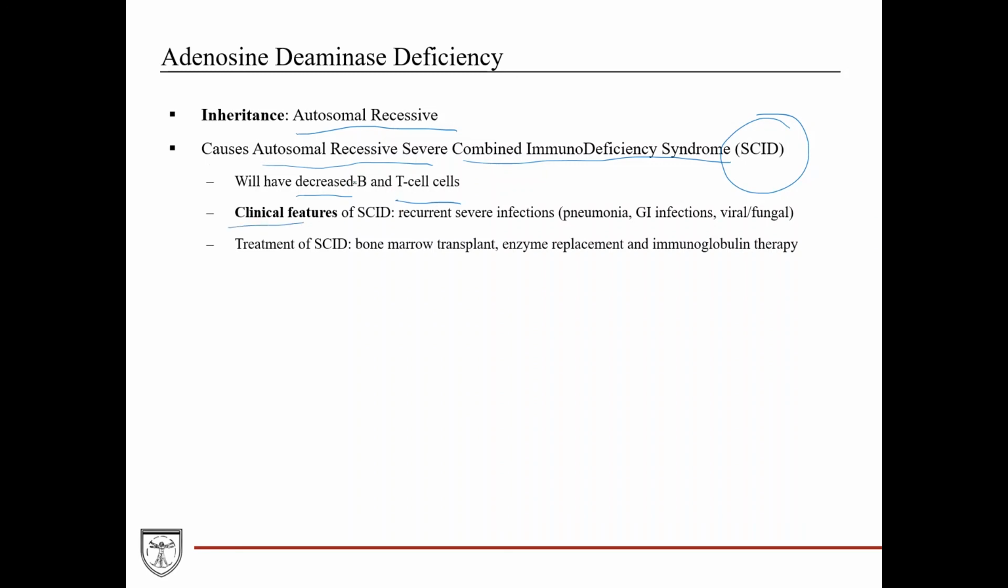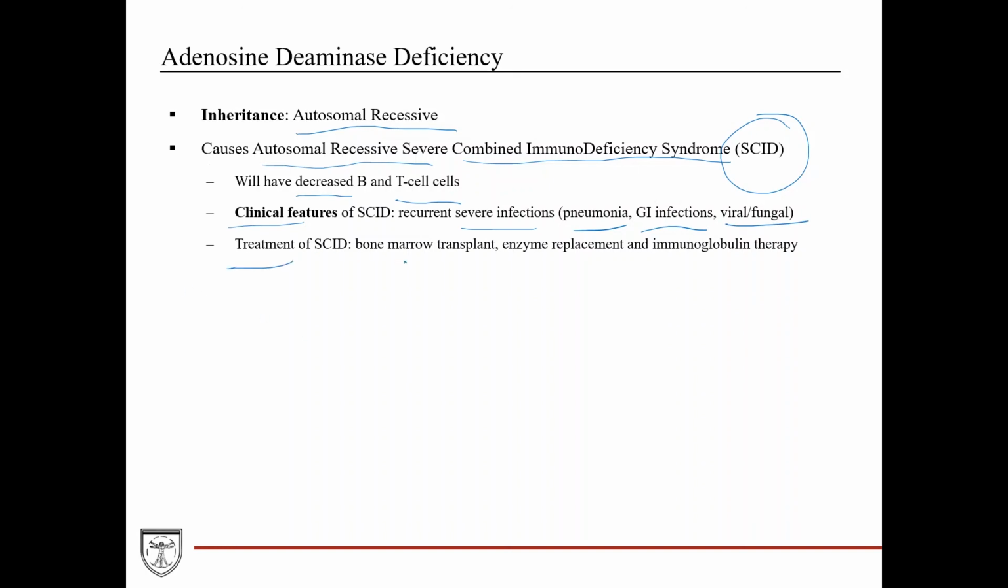Clinical features. Now, B cells and T cells, as you'll learn in immunology, these are major league components of the immune system. You don't have these and you're going to be severely immunocompromised. And so what happens is these patients are going to be subject to recurrent infections, very severe infections, especially pneumonia, GI infections. The reason for that is the respiratory tract, you're constantly breathing in air, constantly exposed to pathogens. GI infection, you're eating and drinking, because it's part of basic survival. Again, you're exposed to outside pathogens. And then viral and fungal, they're just not as well equipped to fight off these infections.